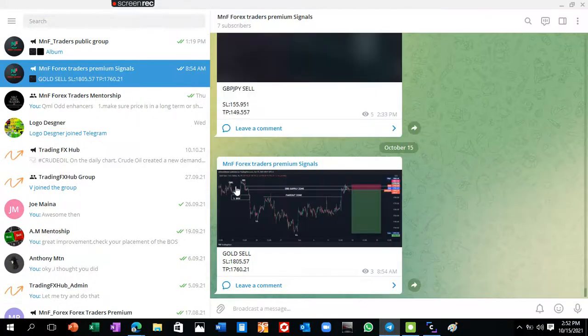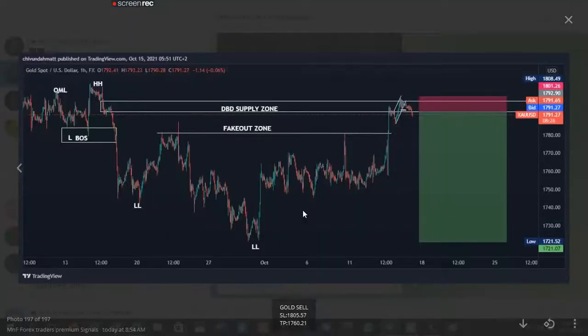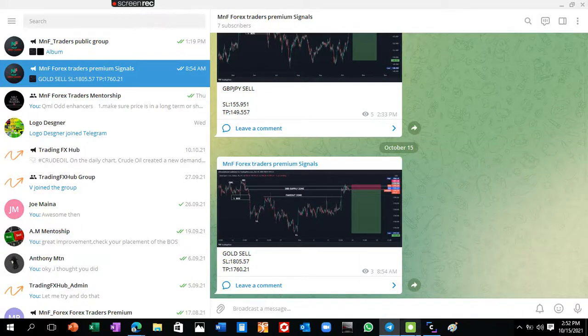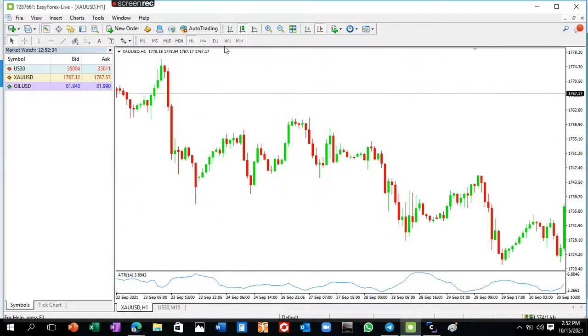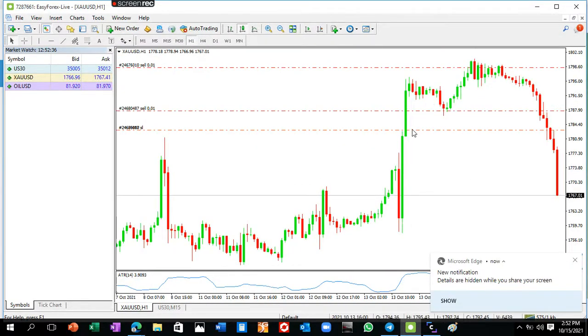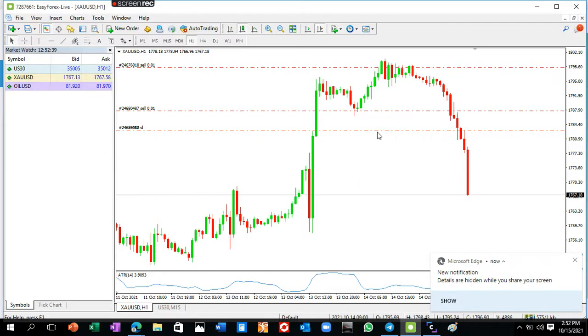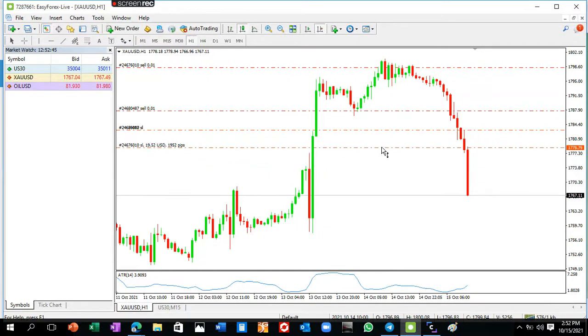Okay, so this is our group here, and this was the signal that was sent. I'm sure you guys can see it. Just imagine the market right now is somewhere at this level, and I took this trade personally. Wow, this is nice. You can see I already have my stop loss trailed. Actually, let me move my stop up to maybe this level.